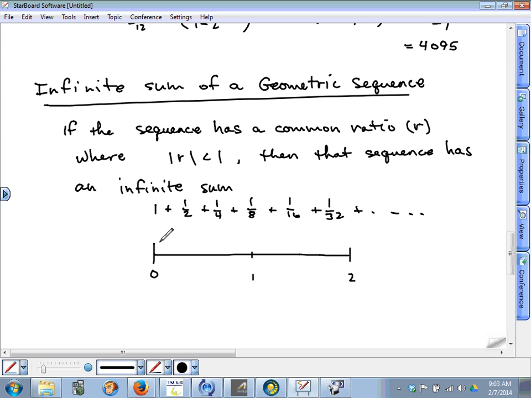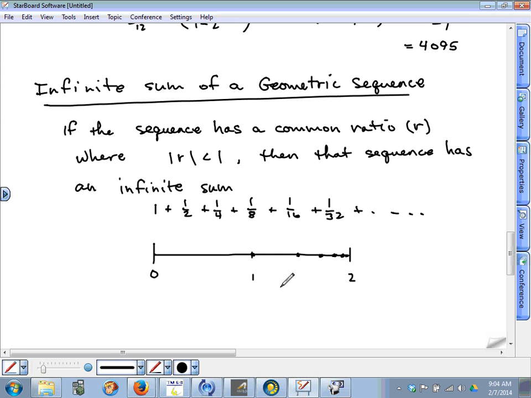If I added the first term, if I started at 0 and added that first number, where am I? I'm over at 1, right? Now, if I add the second term, where am I? 1.5. Okay. Now add the third term. 1.75. Okay. Add the fourth term. Be about right here. Now add the fifth term. You'd be about right here, right? For the sixth term, you'd be about right here.